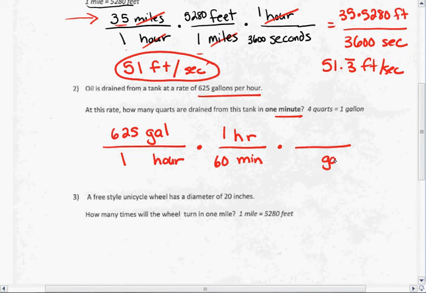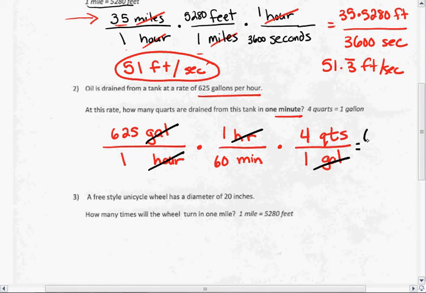So I put gallons on the bottom so that it can cancel out with the 625 gallons that are on the top. I write quarts on the top so that they can replace the gallons, and then I need a conversion factor, a conversion ratio, 4 quarts for every 1 gallon. And change colors here again. Cross off gallons, cross off hours, and then we'll write across.